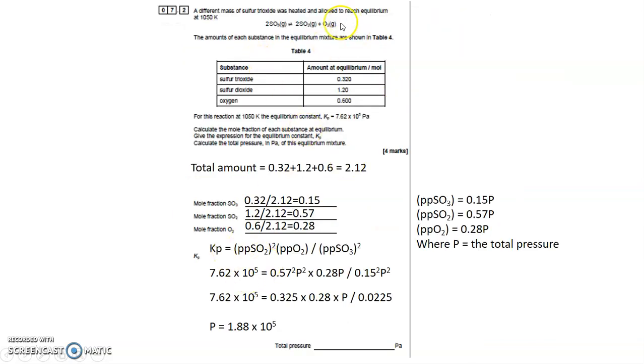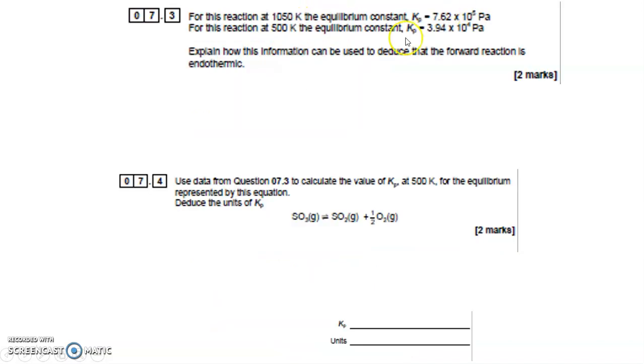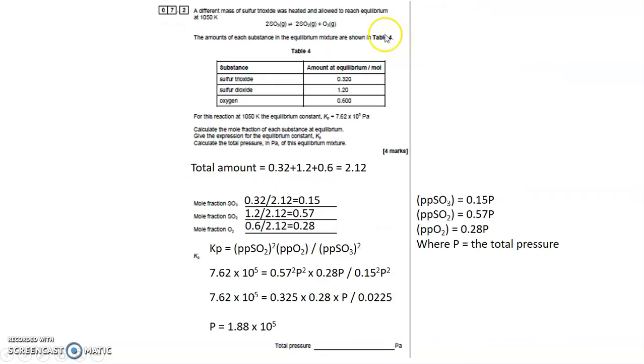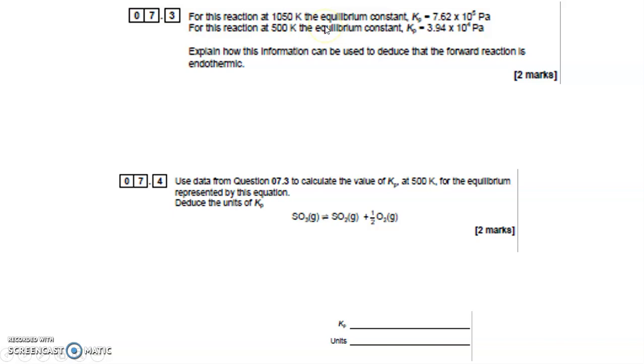What's the Kp? The Kp is the partial pressures of these two gases on the right divided by the partial pressure of the gases on the left. So if it's a big Kp, it means that the partial pressures of the products, the things on the right, are high. At a high temperature, there's a big Kp, so there's a lot of products, a lot of the substances on the right hand side.